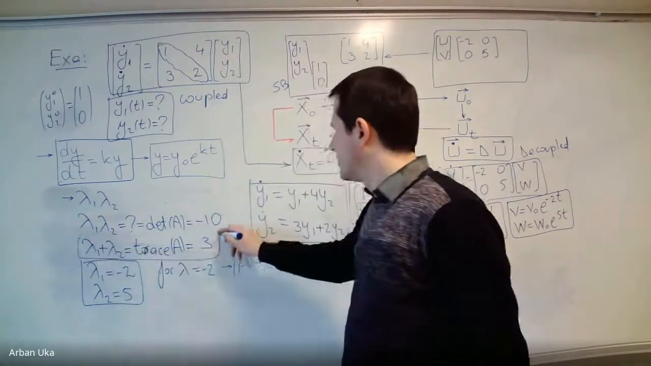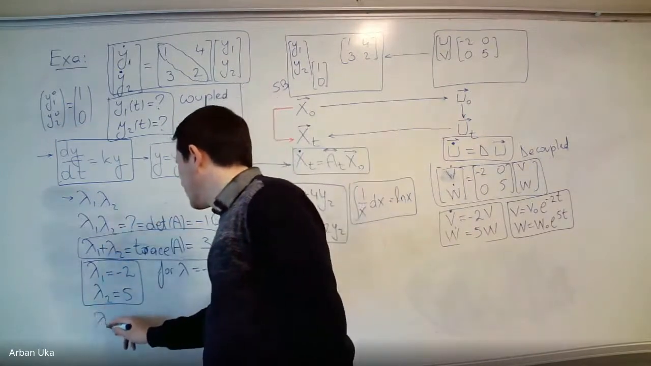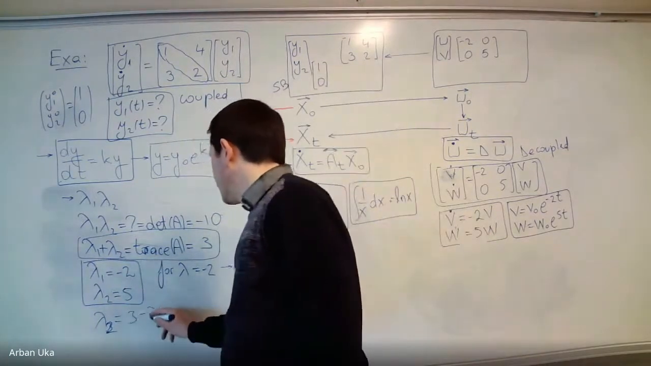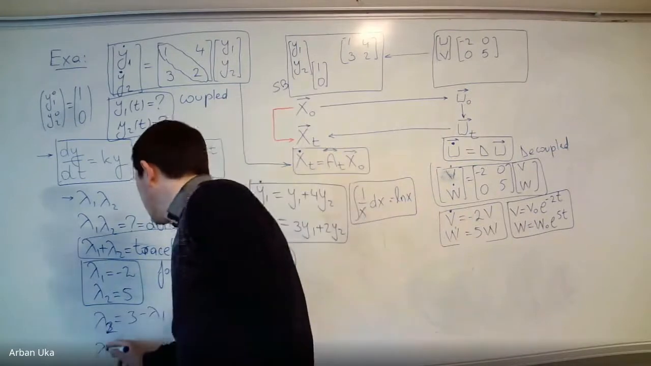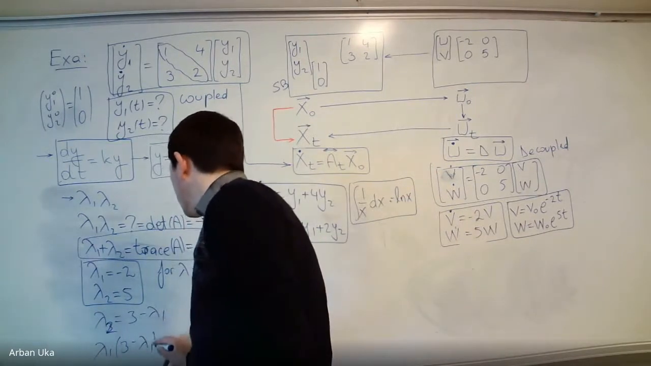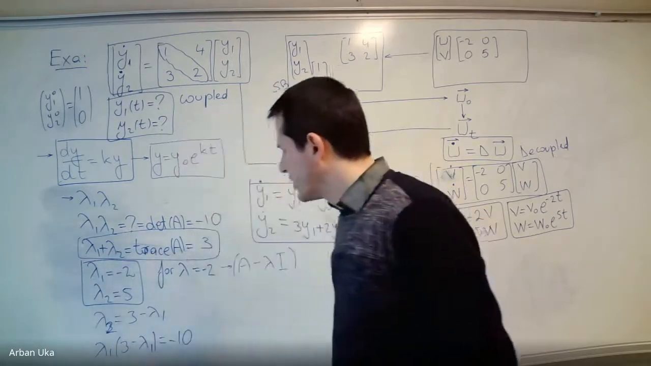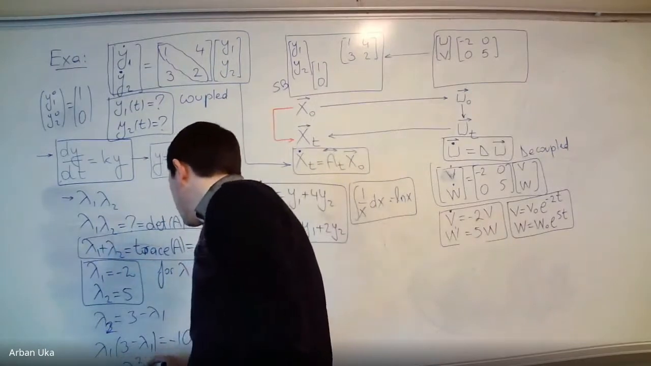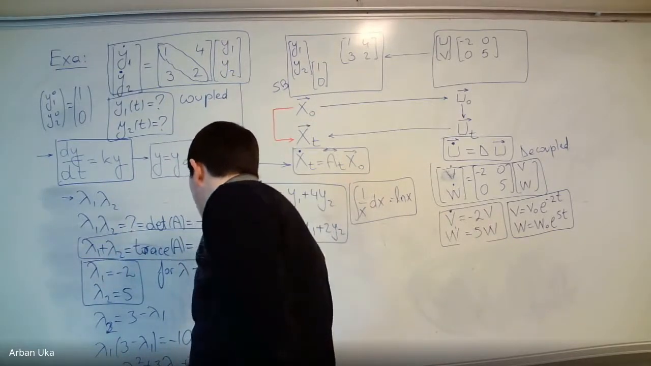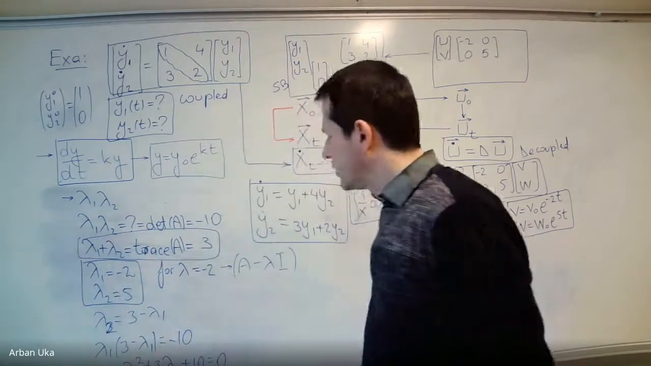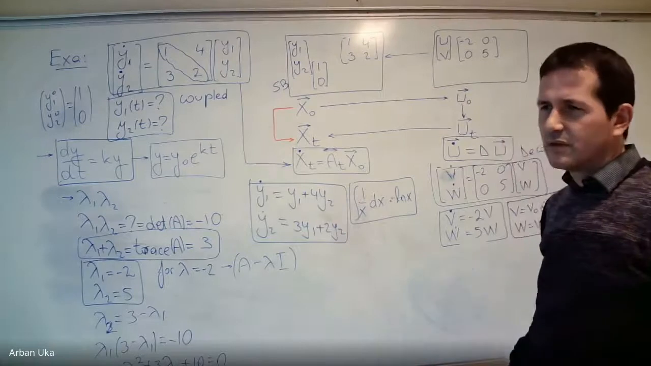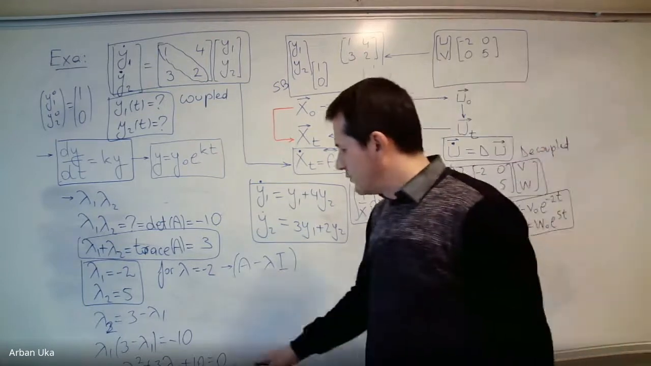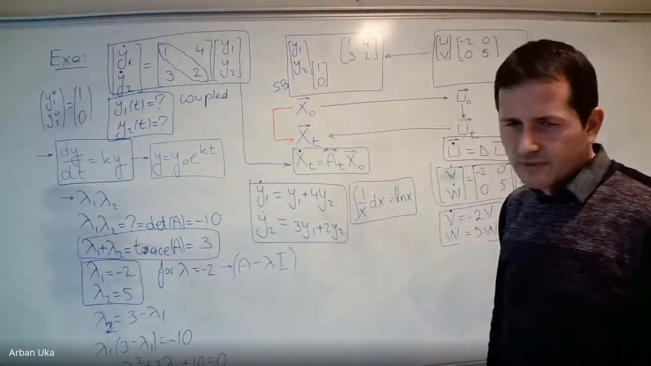Then you can do the following. From this equation, lambda 1 plus lambda 2 is equal to 3. You can write that lambda 2 is equal to 3 minus lambda 1. And then you can say lambda 1 times (3 minus lambda 1) is equal to minus 10. So you can come up with a second order polynomial, which is minus lambda 1 squared plus 3 lambda 1 plus 10 equals 0. And here you can use the formula of minus b plus minus square root of b squared minus 4ac. If you try to solve this one, you're going to find the same solutions.